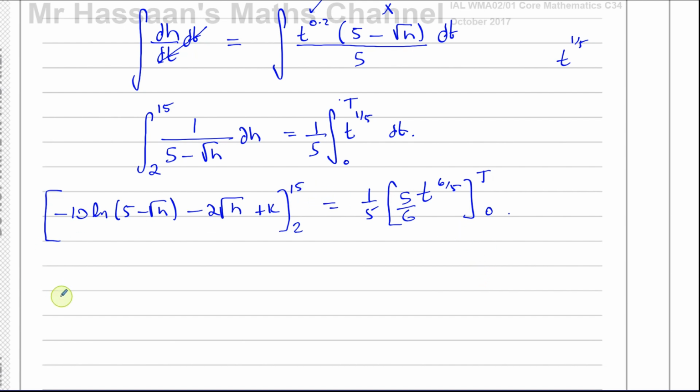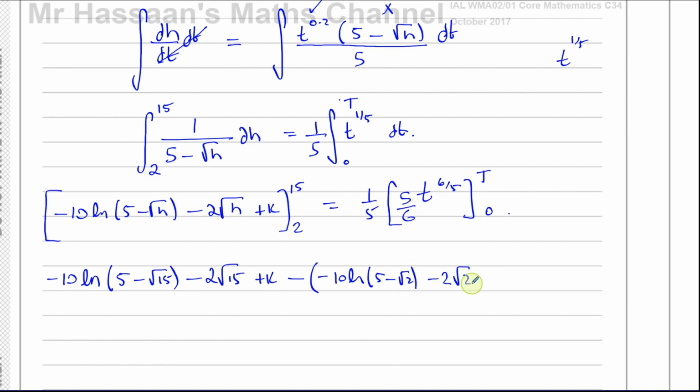So now I'm going to put 15 into here. So I have minus 10 times ln of 5 minus root 15 minus 2 times root 15 plus k. I'll leave the plus k here for now. And then I'm going to put 2 into here. So I'll have minus 10 ln of 5 minus root 2 minus 2 times root 2. And again, I'll put the plus k.